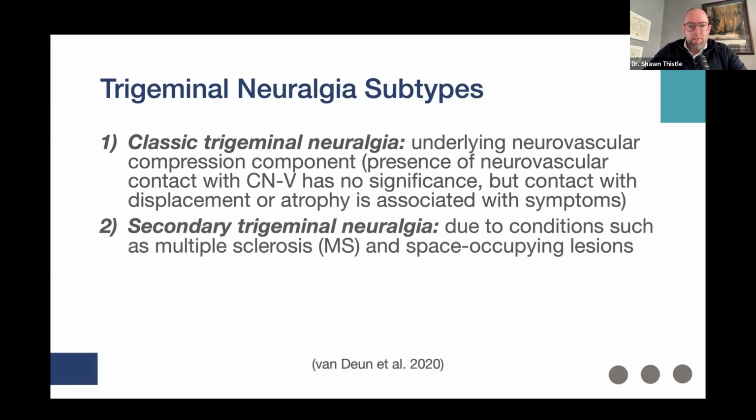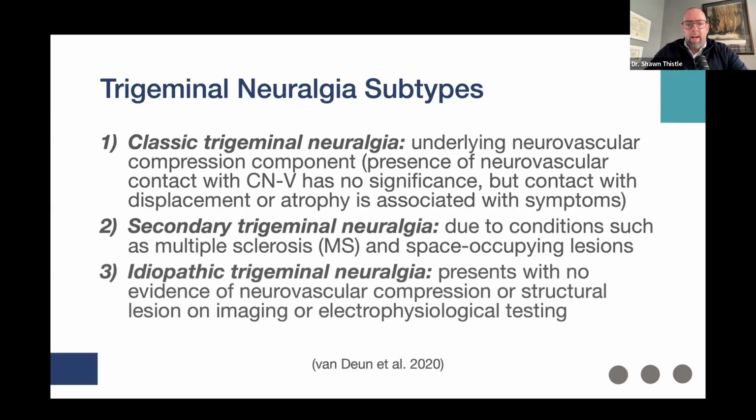Secondary trigeminal neuralgia is due to conditions like MS, like we said before, or some other space occupying lesion, usually in the side of the face, be it in the soft tissue or a bony lesion or something like that. The third one is idiopathic trigeminal neuralgia. It presents with no evidence of neurovascular compression at all, or any structural lesion on imaging or electrophysiological testing. It's kind of just there for no obvious anatomical reason. So that's the third classification. Again, in your office, you're just going to recognize the paroxysmal temporary nature of trigeminal neuralgia, and if you can identify a subtype, then so be it.